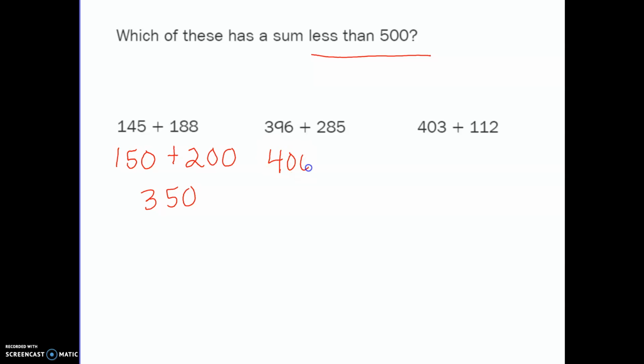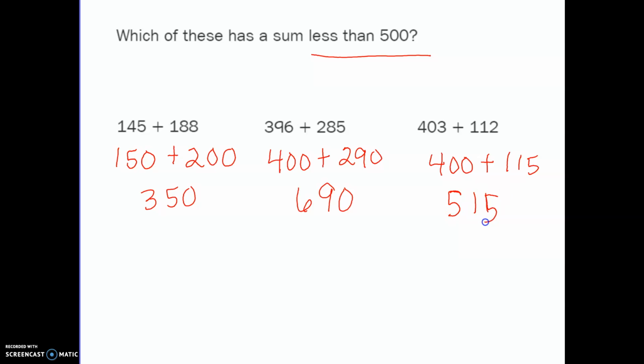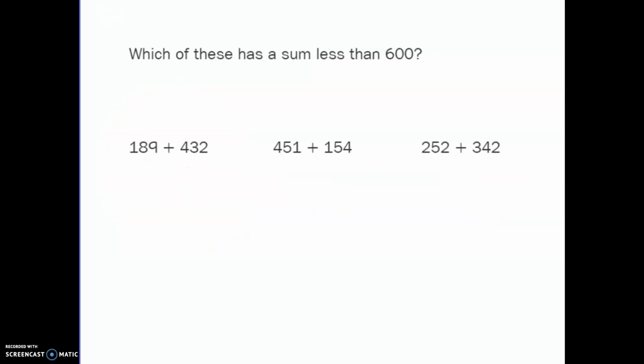396, I'm going to round to 400. 285, I'm going to round to 290. Add those together, and I've got 690. The last one, I'm going to round 403 to 400. I'm going to round 112 to 115 because it's close to it. Add those together, and I get 515. So which of these is less than 500? 145 plus 188. And this one, which one of these has a sum less than 600?